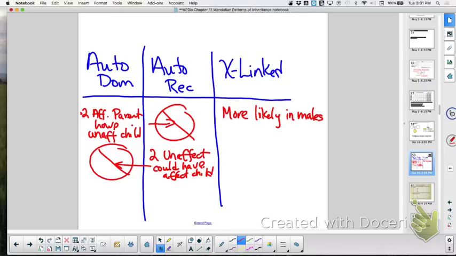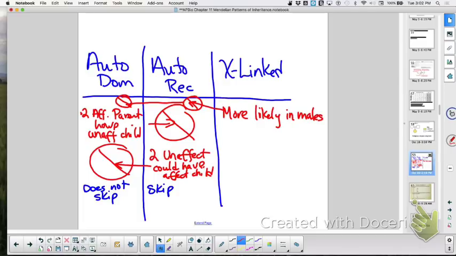What else? You could tell me some more things here. For autosomal dominant, you could say one affected parent and one affected child. But I could have that for recessive too, right? So let's think of things that set them apart. What don't you see in autosomal dominant? It doesn't skip generations. Can autosomal recessive skip? Yes, this one can skip. Are either of these more likely in males, autosomal dominant or autosomal recessive? No. You would not see this any more likely in males in either one of those.